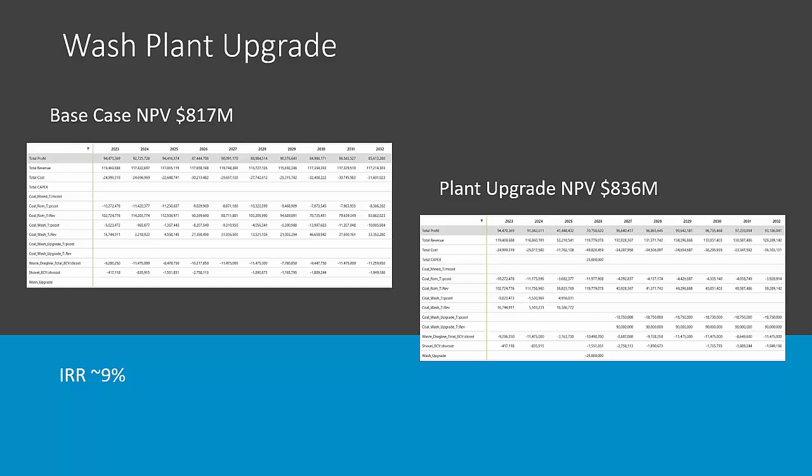You'll also notice that it didn't purchase the plant until 2026. I gave it the option to purchase that plant whenever it wanted. So it can dynamically choose when to implement that plant upgrade.